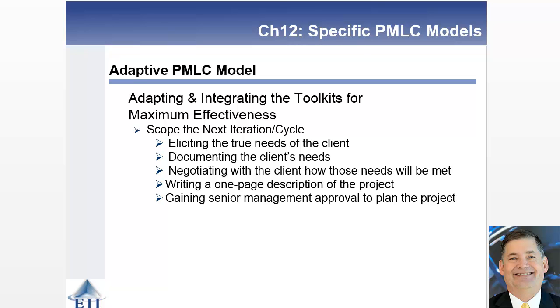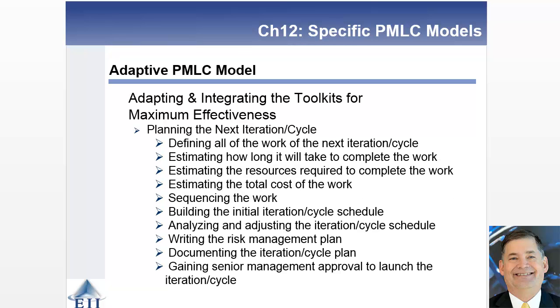So when you start looking at the adaptive project management lifecycle model, during that scoping of the next iteration or cycle, we're going in and asking, well, what are the true needs of the client, working through documenting those and prioritizing those, negotiating what's going to be in the cycle, writing that one-page description of the project overview statement, and then gaining senior level approval. Very similar to other scoping activities, except it's within this context that you're going to come back to this phase in subsequent cycles or iterations.